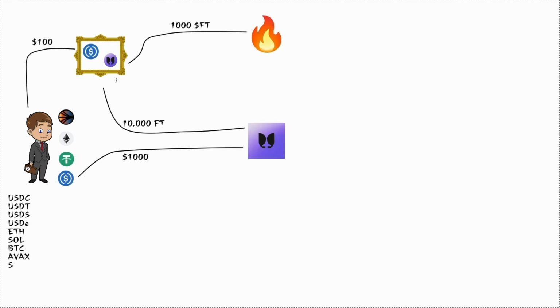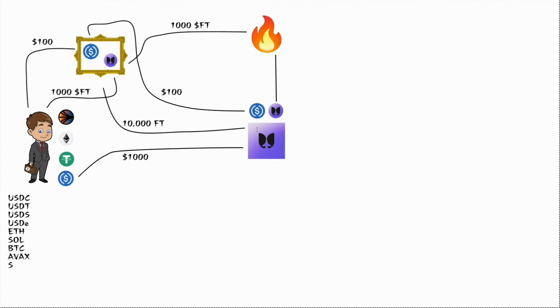So at any time he wants, after he has this NFT, he can exit this NFT. He can pull out his initial investment of USDC, and the equivalent amount of FT tokens will be burned. So in this case, if he pulls out 100 of his $1,000, then 1,000 FT tokens would be burned.